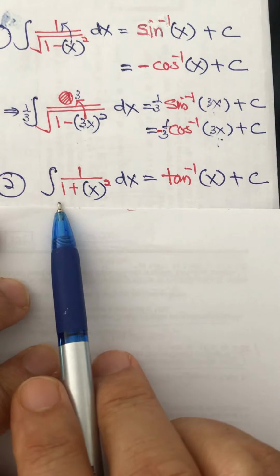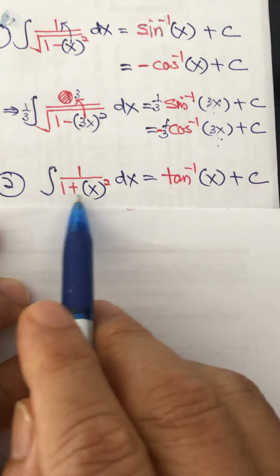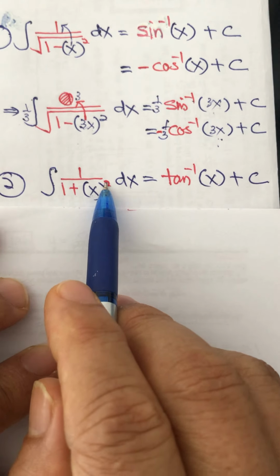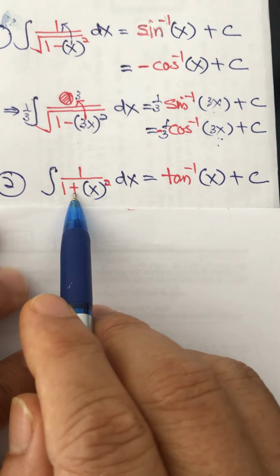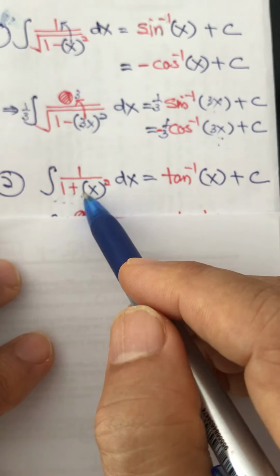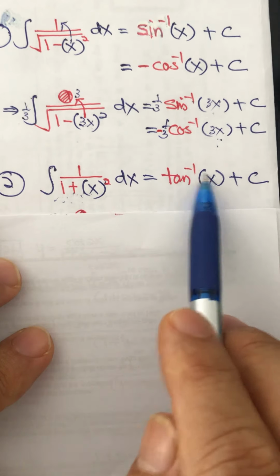If you have something like 1 over 1 plus x squared, this one we cannot factorize. If it is 1 minus x squared, you can factorize it to be 1 plus x times 1 minus x, then you can use partial fractions. But this one you cannot factorize. So this one is arctangent x.